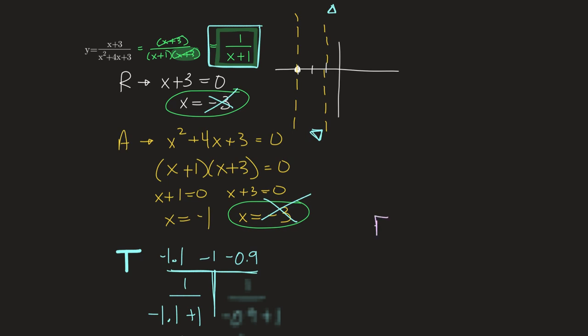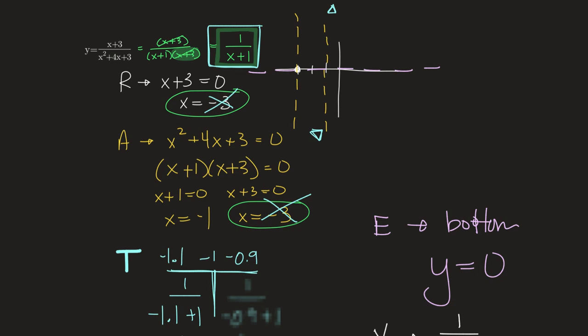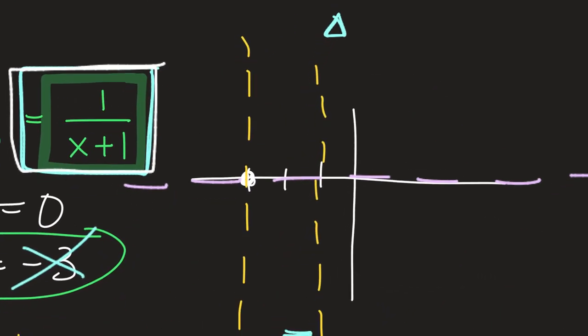Okay, E would be the horizontal asymptote. Because this is a bottom-heavy graph, we have automatically y equals 0 as the horizontal asymptote. Every bottom-heavy graph has y equals 0 as its horizontal asymptote. And then Y, where does it cross the y-axis? So 1 over 0 plus 1. Remember, I'm using my green equation. 1 over 0 plus 1 is 1. So we'll cross the y-axis at 1.